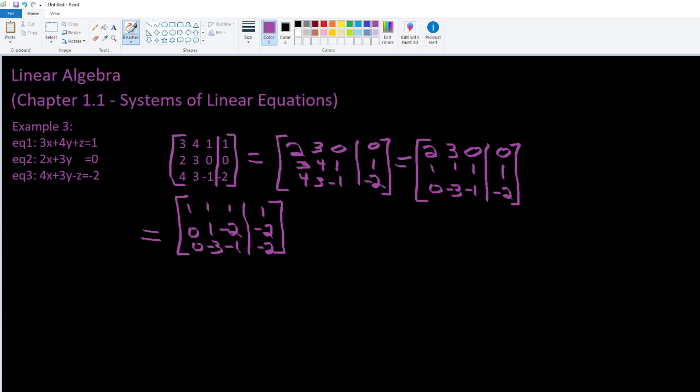Now our new goal is to make zeros here and here. So let's do negative 1 times row 2 plus row 1, and then 3 times row 2 plus row 3. So you get 1, 0, 3, 3, 0, 1, negative 2, negative 2, and then 3 times this plus this one, 0, 0, negative 7, negative 8. There we go.